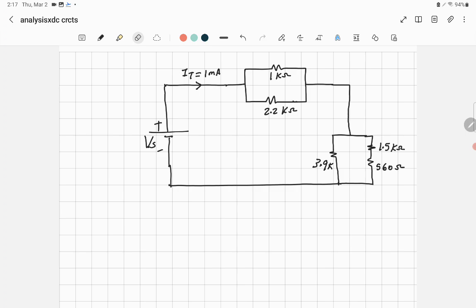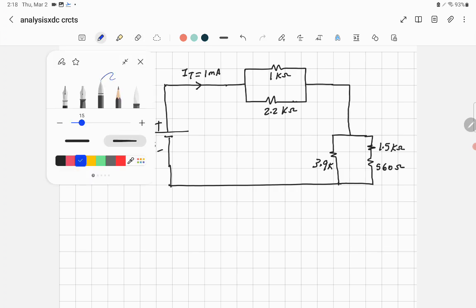Well, first we have to find the equivalent resistance for the whole circuit. So we can do that by finding the value of this resistance and this resistance, and find the parallel of this one and this one. But you ask yourself, if the current is given here, can you find the current here and the current here? Yes, you can. So go ahead and use the current divider rule just quickly.